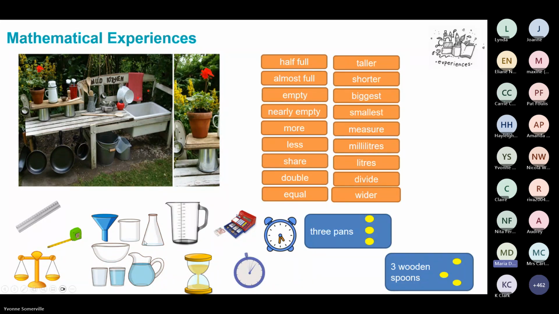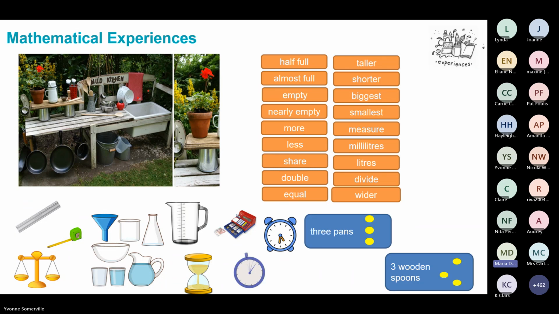Can they notice and describe simple shapes? Are they seeing patterns? Can they select a number of objects from a group? So you might say to them, can you pass me two spoons from a group of maybe five or six spoons? And can they make comparisons between quantities and say which is more or less?